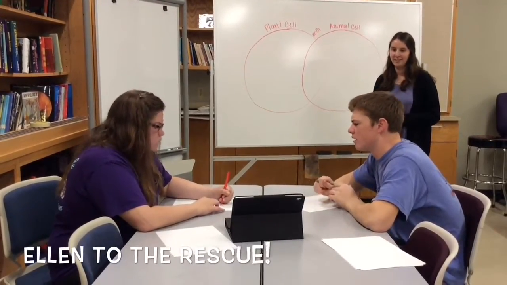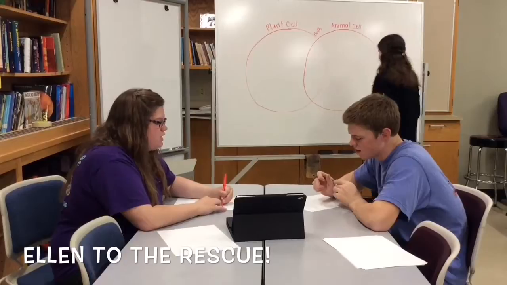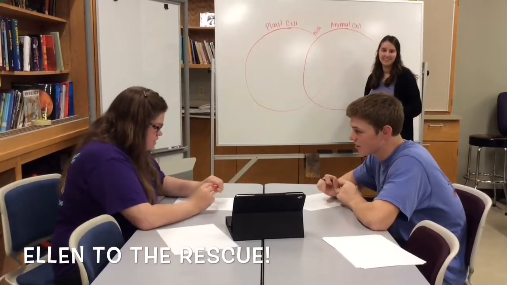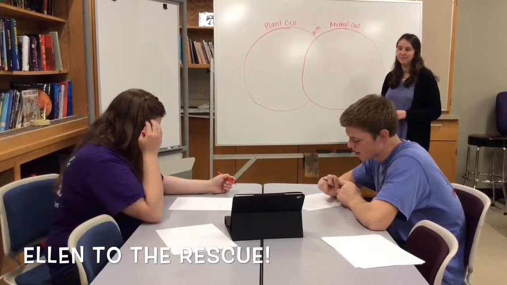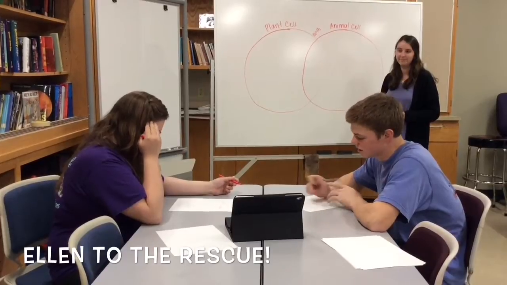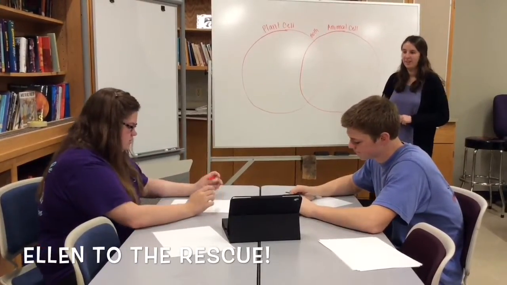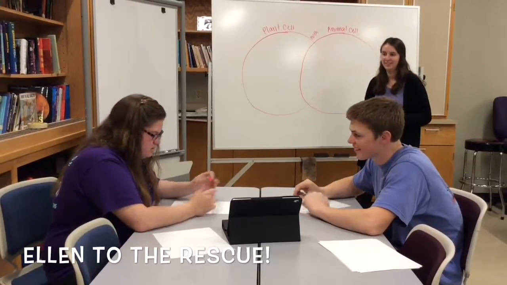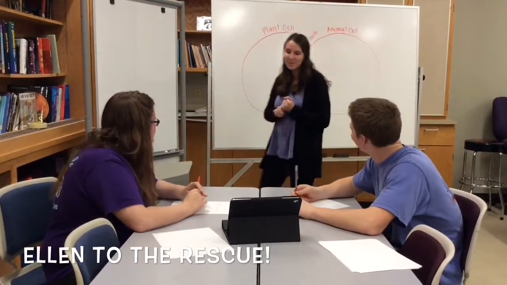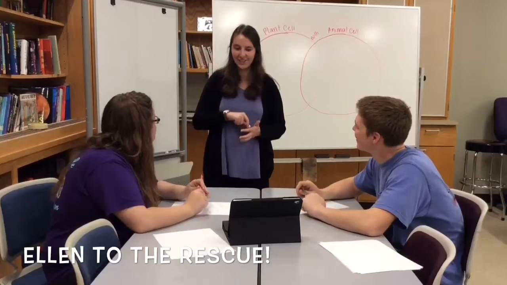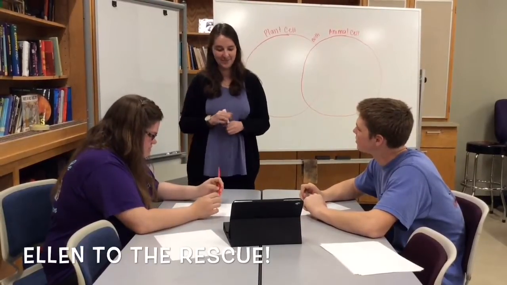Hey Mallory, do you notice there's a lot of things to write down? There is a lot of things, and it's kind of hard to keep it all organized. Yeah, it's hard to keep it all organized when we're just writing it down. Yeah. I wish there was a better way to do it. Are you guys having trouble comparing and contrasting the two cells? A little bit. We're just getting more kind of confused.